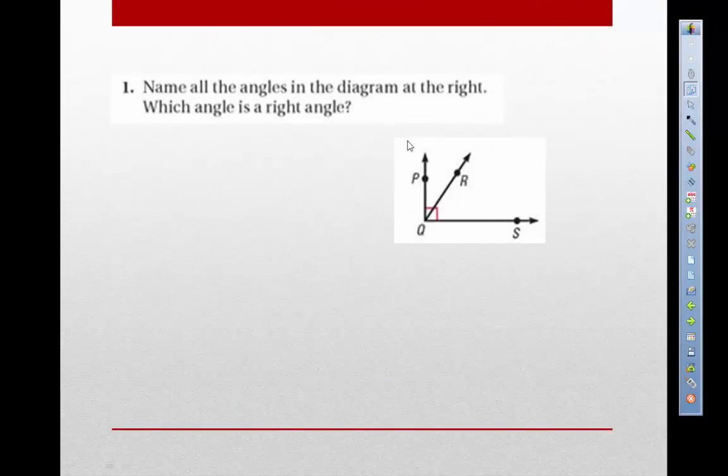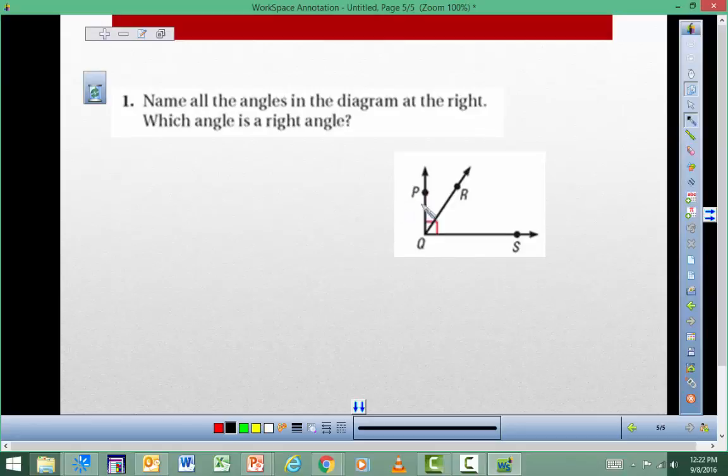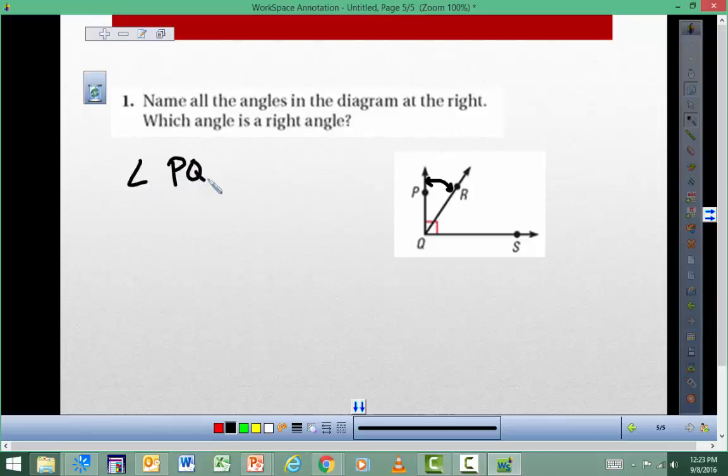Okay, so name all the angles at the right here. What we want to do is use our three letters, right? So we'll talk about this angle first. Since there is confusion, we can't call it angle Q, right? That would be confusing. So we'll have to use the three letters. And so we could call this one angle PQR.